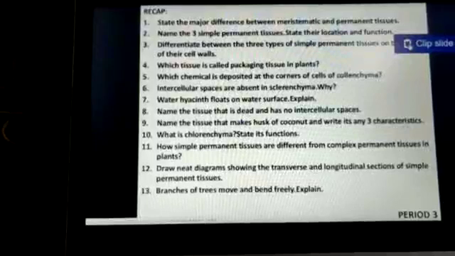Okay, epidermal tissues. Now third question: differentiate between the 3 types of simple permanent tissues on the basis of wall. Remember, parenchyma thin wall, collenchyma wall deposition towards the corner due to lignin, and in sclerenchyma cellulose deposition, and it is a thicker one. Which tissue is the packaging tissue in plants? Parenchyma. Which chemical is deposited at the corners of collenchyma? Lignin. Okay children, like this you have to write all the first 10 questions.